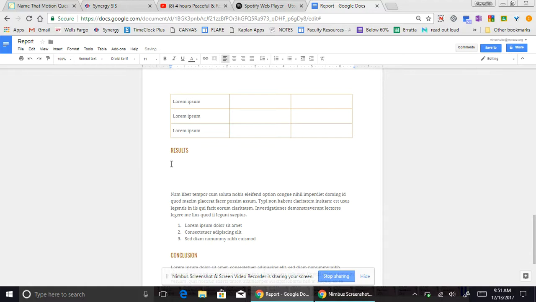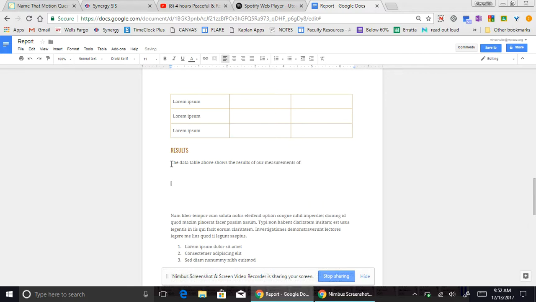So this tells me that in results, we already have the data tables, and then it says I should have my graphs there, and it has a summary statement for the graphs. So I'm going to write something like, the data table above shows the results of our measurements of blah blah blah and blah blah blah.